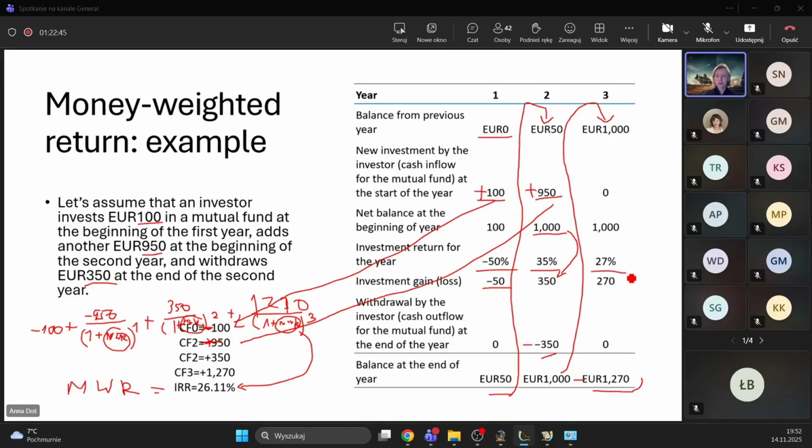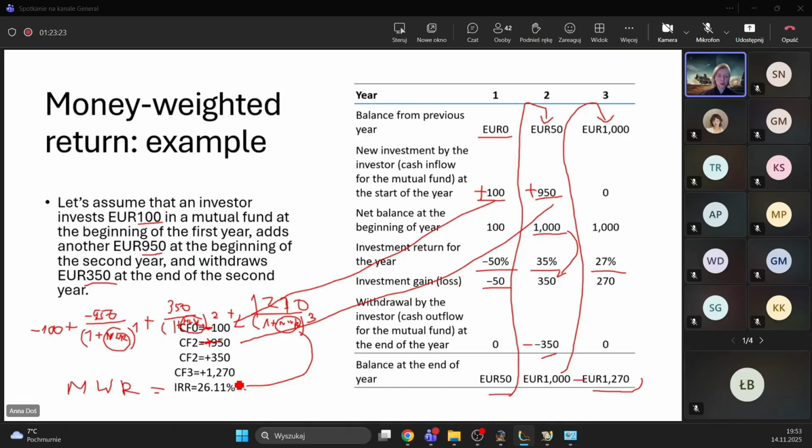Geometric average is minus 4, arithmetic average is 5. However, the investor was clever because the investor added only 100 in bad times and added a lot, 950, in good times. Then it was not so good a decision because the investor withdrew 350 also in good times, and all of it is reflected in this overall money-weighted return, especially the intelligence of the investor not to invest in the bad times and invest in the good times.